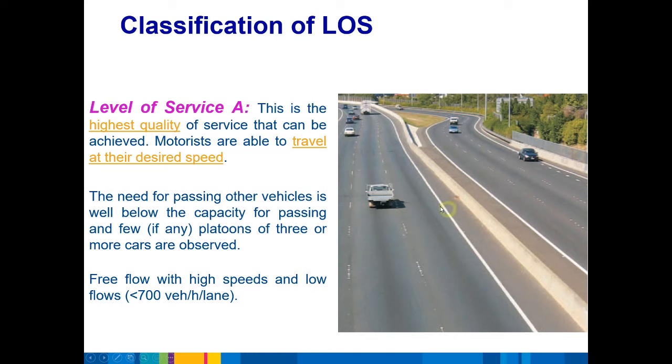So we've got a few pictures here that show how level of service can be visualized. Level of service A is the highest quality of service that can be achieved. Motorists can travel at whatever their desired speed is. So there's lots of gaps, there's lots of ability to change lanes. Drivers are basically setting their cruise control and not thinking about anything other than staying in their lane, and there's plenty of space to turn around.